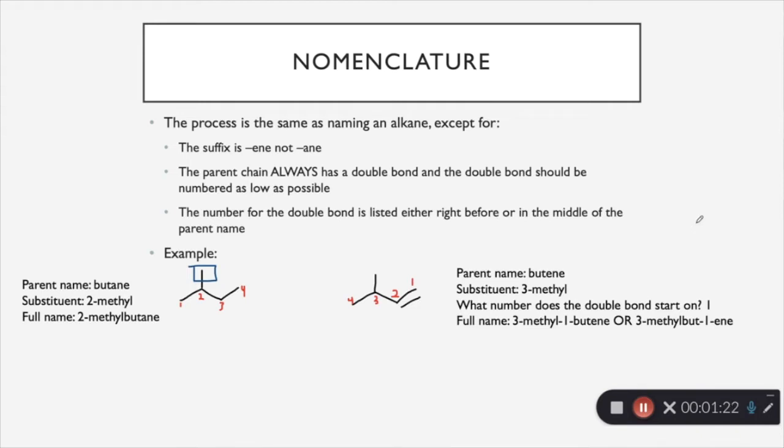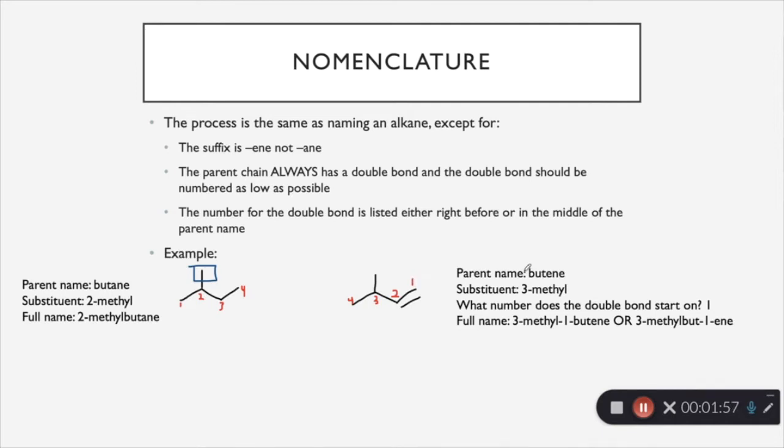The parent chain always has a double bond, and the double bond should be numbered as low as possible. So for example, in this case right here, you have an alkane, and you would start numbering at this end because that would give the substituent the lowest number. However, for alkenes, the double bond has higher priority, so you always want to give the double bond the lowest number possible. So I would start at this end, and this carbon would be number 1 because that would put the double bond on number 1.